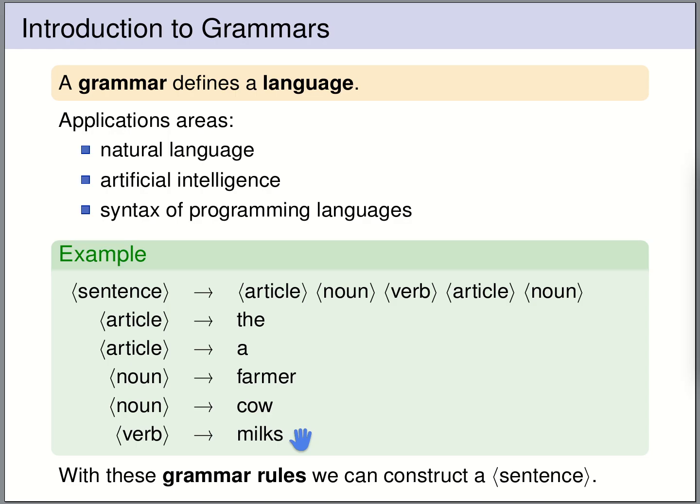So using these grammar rules, we can construct a sentence. So we start with a certain start variable, in this case sentence, and then we start applying these rules and we derive something using these rules. Let's have a look how this works.